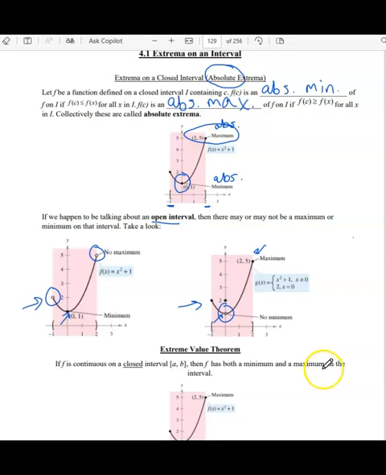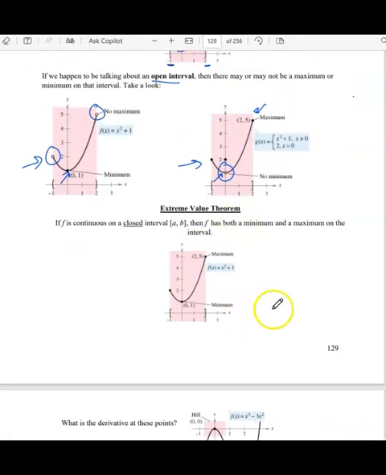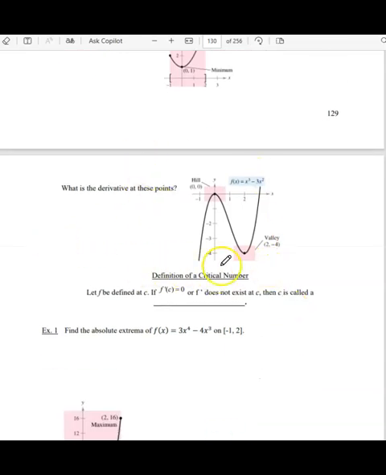This leads us to an important theorem called the Extreme Value Theorem. Basically, what the Extreme Value Theorem says is that as long as we have a continuous function over a closed interval, then there has to be a high and a low. There has to be both a minimum and a maximum in that particular interval. We'll see how we apply this theorem in just a minute, in an example.